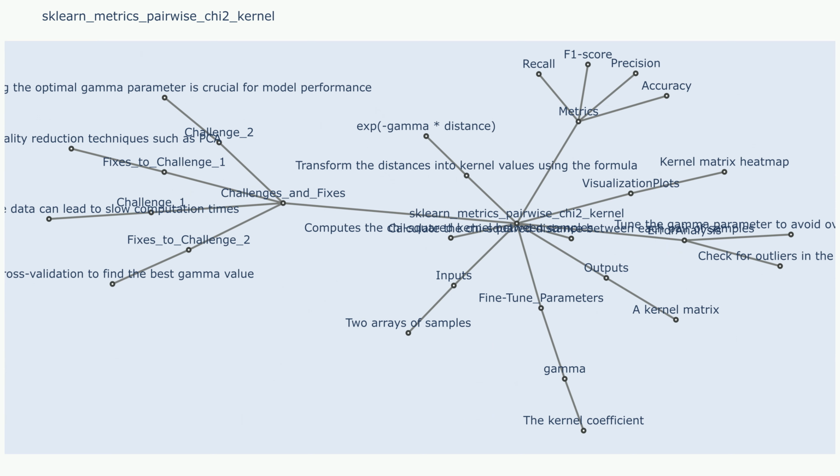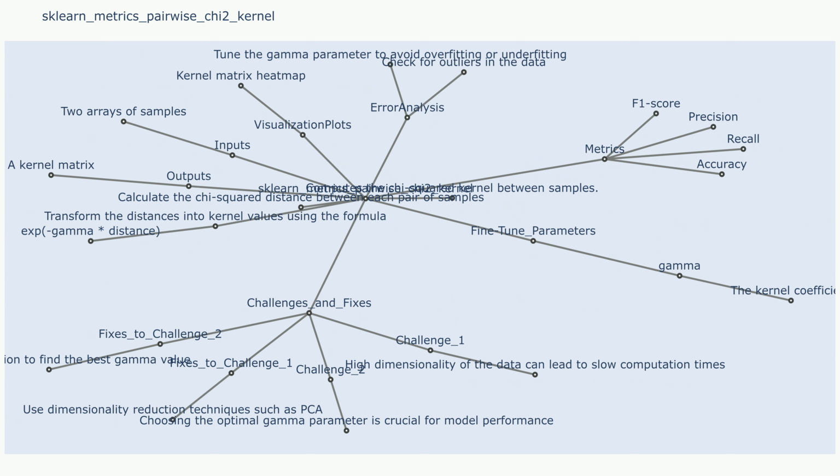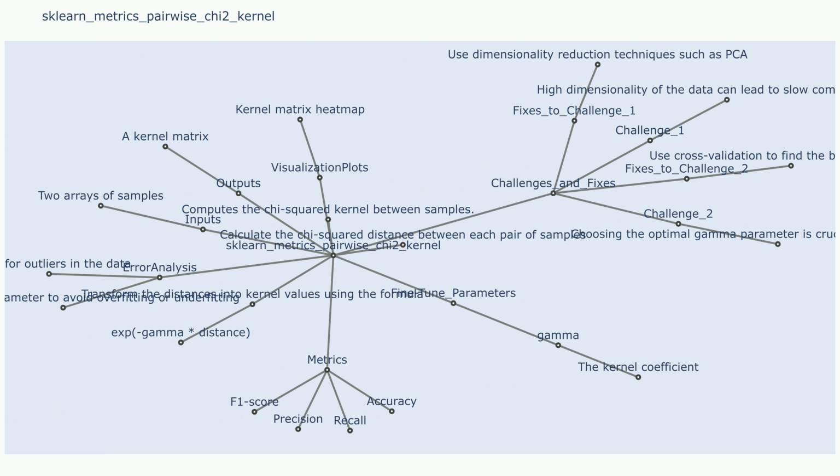Steps: calculate the sum of elements. Calculate the sum of all elements in each histogram. Compute the chi-squared distance for each pair of histograms. Calculate the chi-squared distance using the formula sum((x - y)^2 / (x + y)), where x and y are the corresponding elements in the two histograms. Exponentiate the distance. Exponentiate the negative chi-squared distance by a given gamma value.